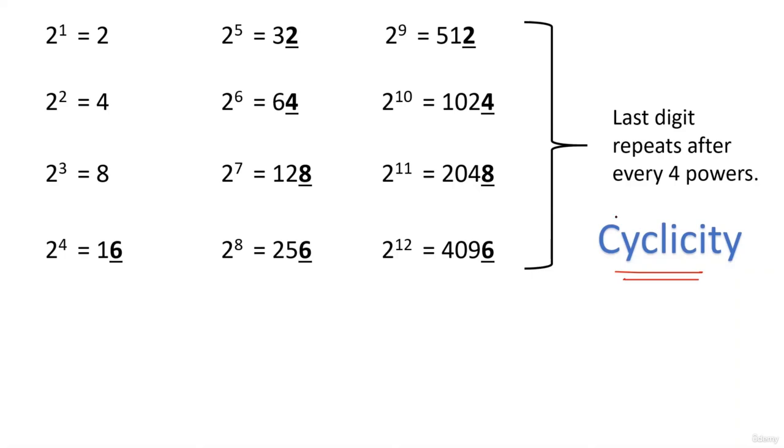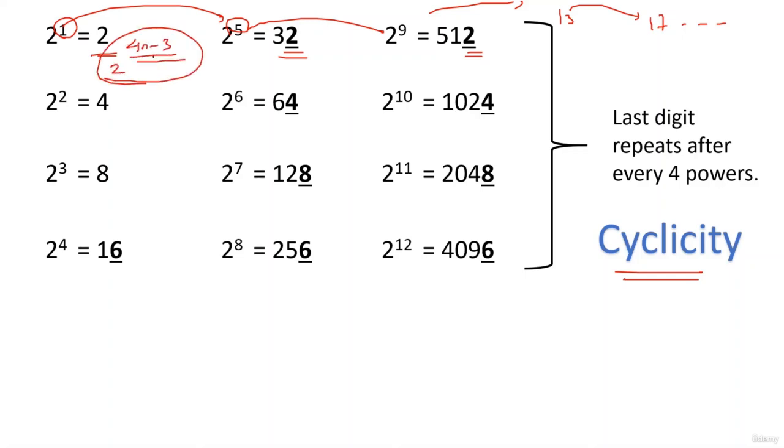So यहाँ पे हम क्या observe करते हैं guys? 2 raised to 1 was ending with 2, right? 2 raised to 5 also ends with 2. 2 raised to 9 also ends with 2, right? So any number basically, which is 2 raised to 1, then 5, then 9, 13, then उसके बाद 17, so on and so forth, right? Any number of this form, which is nothing but 4n minus 3, 2 raised to 4n minus 3, will always end with 2, right? Isn't it? So if you put n equal to 1, you get 2 raised to 1, which is 2. If you put n equals 2, you get 2 raised to 5. If you put n equals 3, you get 2 raised to 9, right?